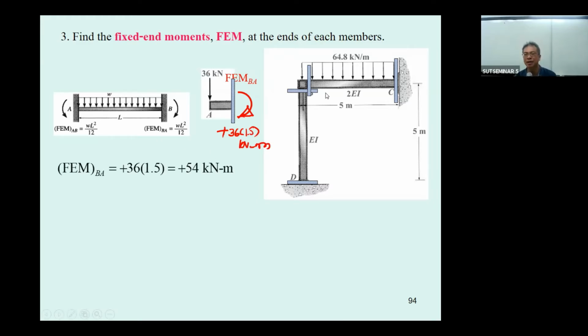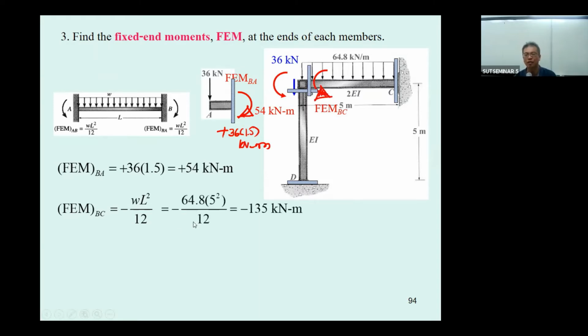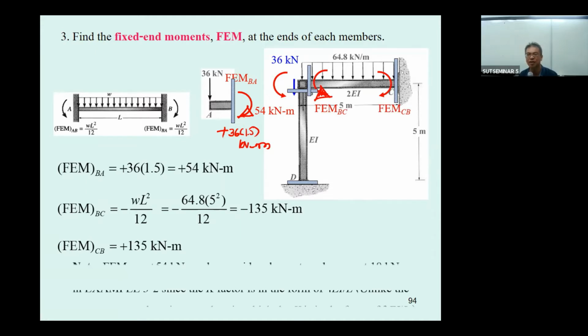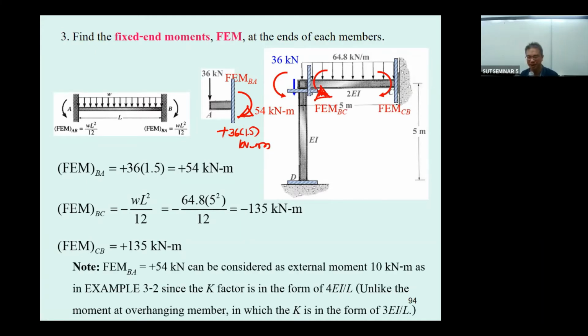And then coming to the beam BC, you have the fixed end moment BC, and that is going to be negative because this one is in the counterclockwise direction. So you have minus 135. And the fixed end moment CB is going to be positive 135. Okay, so come to the table.